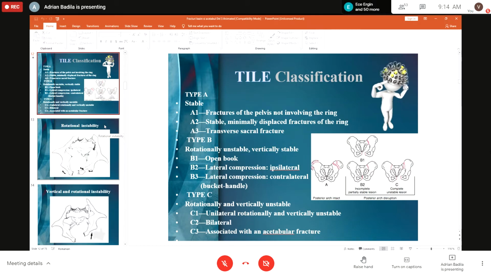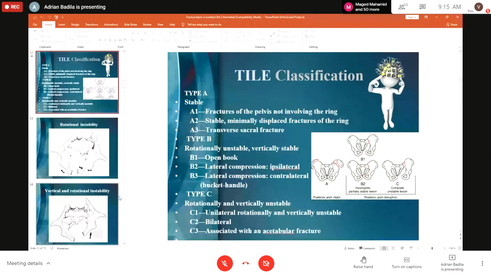The type B fracture is a fracture which is rotationally unstable, but vertically stable. In the next two slides, we will see what rotationally unstable and vertically unstable mean. These type B fractures can be B1, which is an open book fracture. That means that in the back, we have a stable pelvis, while the fracture will open the pelvic ring in the front like an open book.